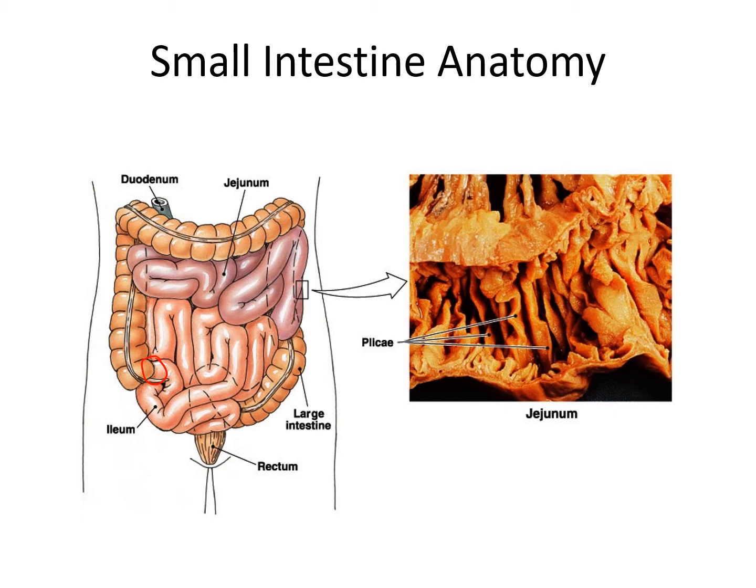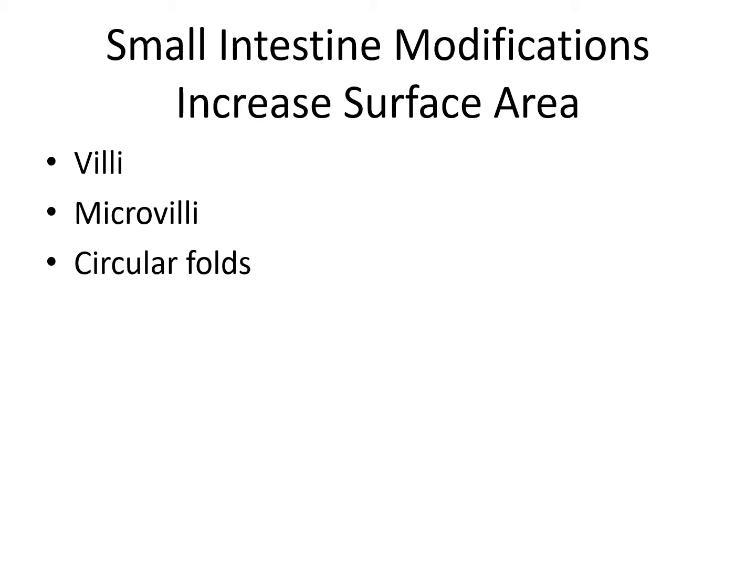So let's talk about 3 modifications inside the small intestine to help increase surface area. If you had to remember one word to describe this organ's job, it is absorption. So these 3 modifications all help to increase the surface area so we can increase absorption of nutrients into the bloodstream. The first are finger-like extensions known as villi. The second here are called microvilli, and the third are called circular folds.